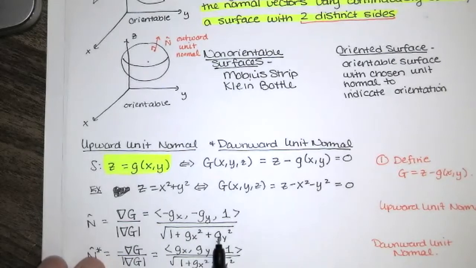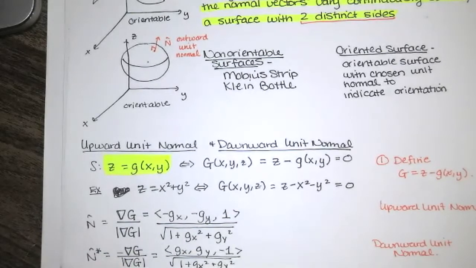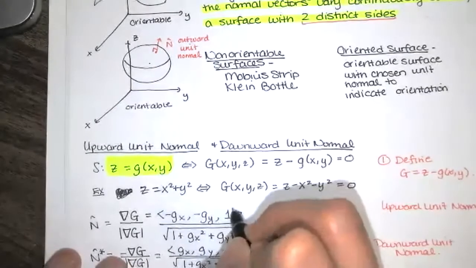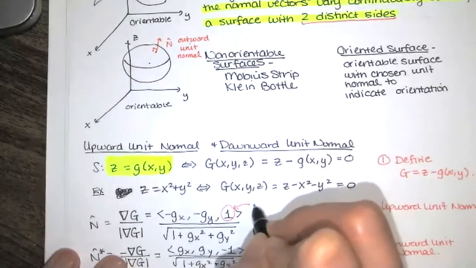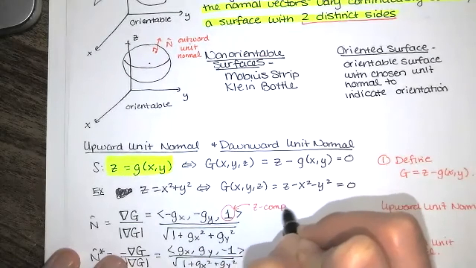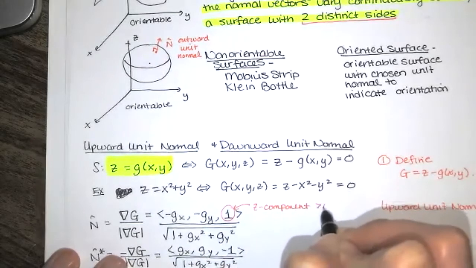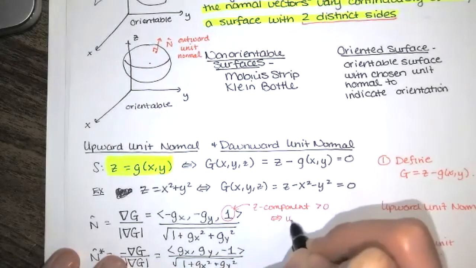But that gives us the upward unit normal. And if you're saying, how do you know that that's upward? It's because this z component is positive. So that means it's an upward unit normal.